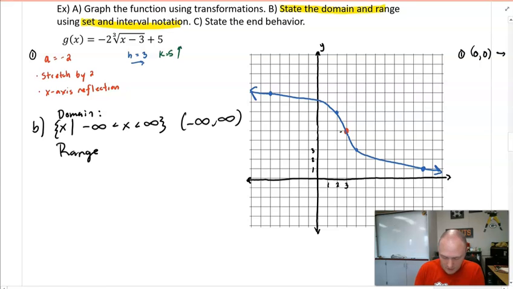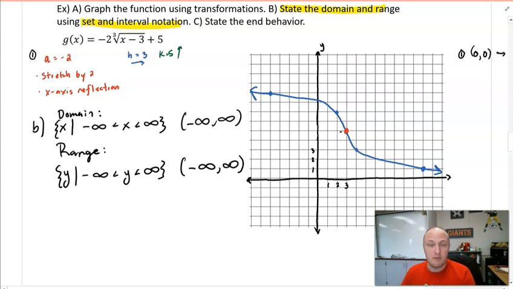Range, again, the same. It's your y values from -infinity to infinity. So negative infinity is less than y, which is less than infinity. Common error here is people will substitute in x's when they're talking about the range. Remember, range is your y values.